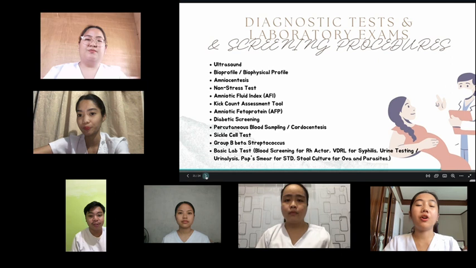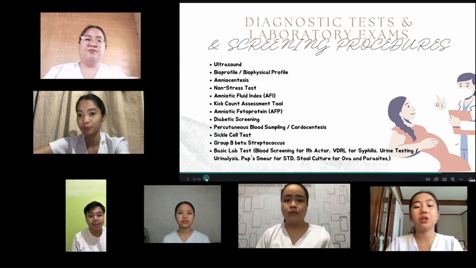Next is the urine testing, or urinalysis. A urine test is used to assess bladder or kidney infections, diabetes, dehydration, and preeclampsia by screening for high levels of sugars, proteins, ketones, and bacteria in the urine. Next is the pap smear for STD. And lastly is the stool culture for ova and parasites. This is to prevent the spread of these microorganisms to the newborn and avoid outbreaks of this infection in the nurseries.